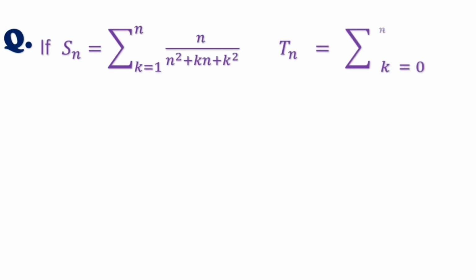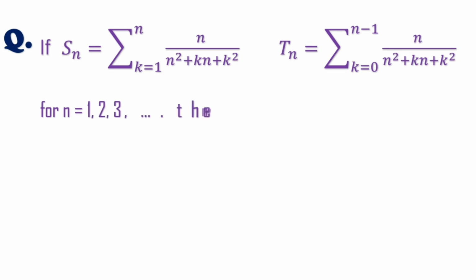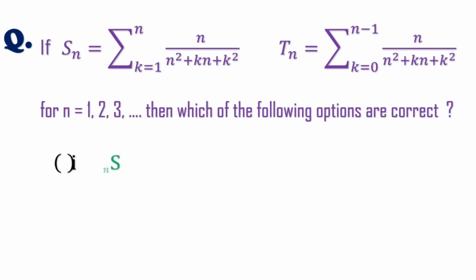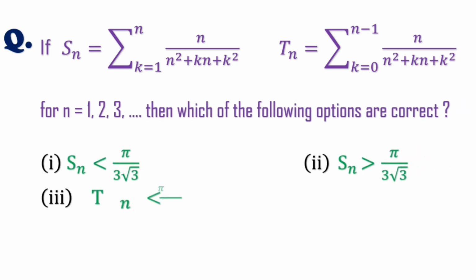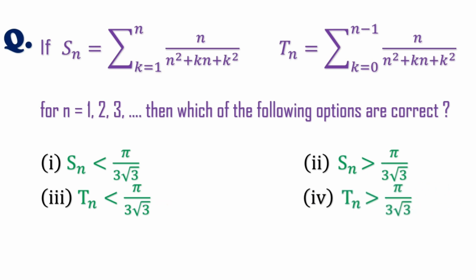If Sn is equal to summation of n upon n square plus kn plus k square for k is equal to 1 to n, and Tn is equal to summation of n upon n square plus kn plus k square for k is equal to 0 to n minus 1, for all natural values of n, then which of the following options are correct? Try this question and comment the solution.